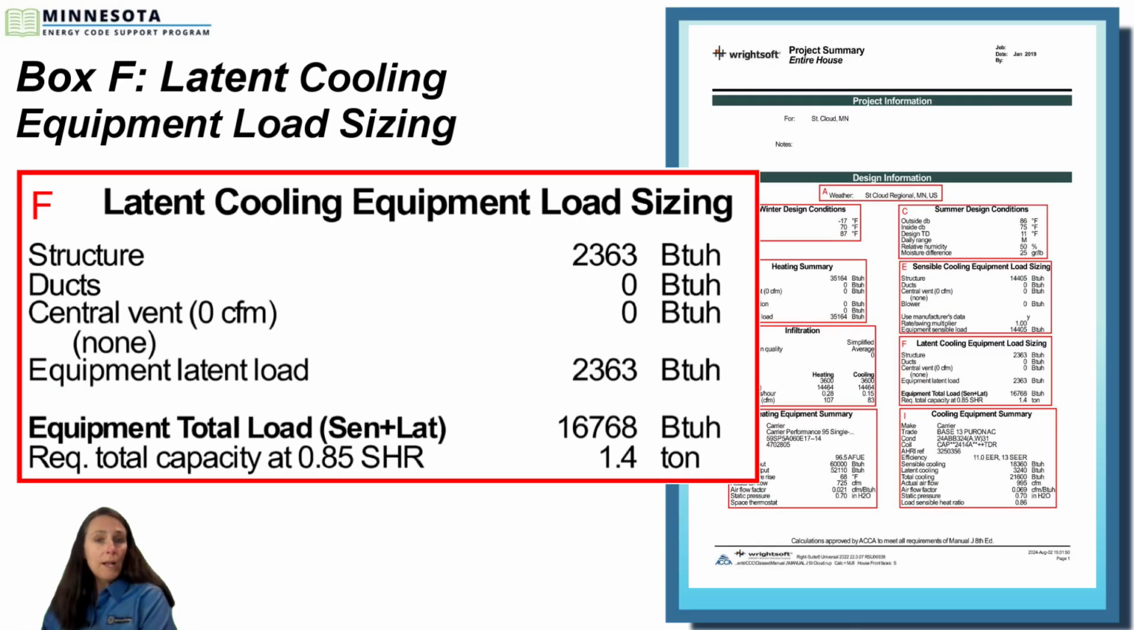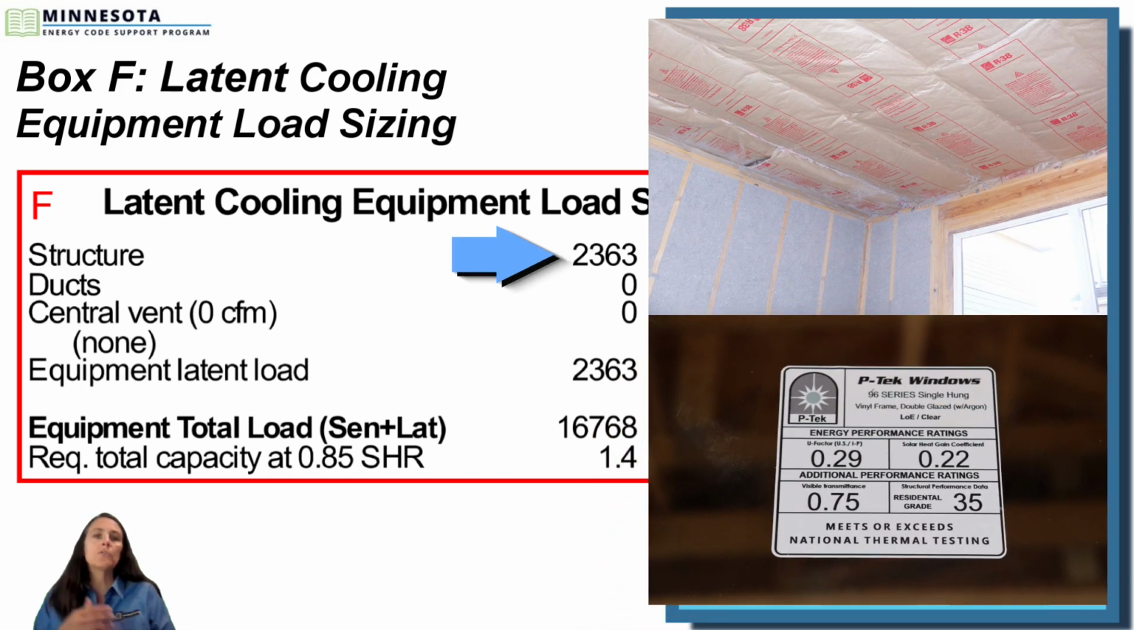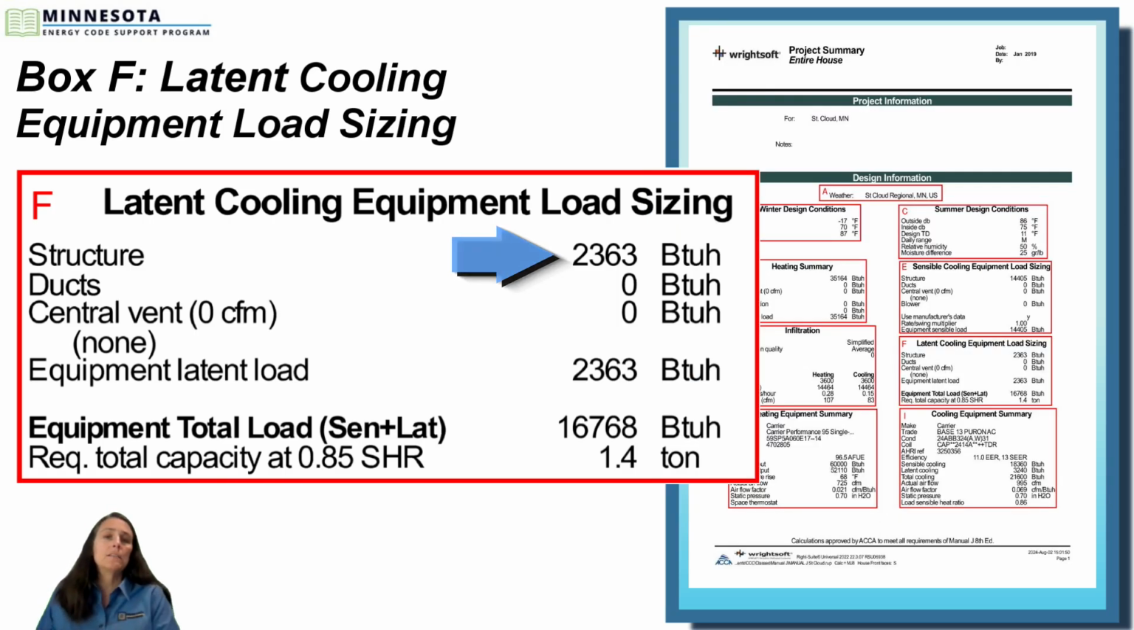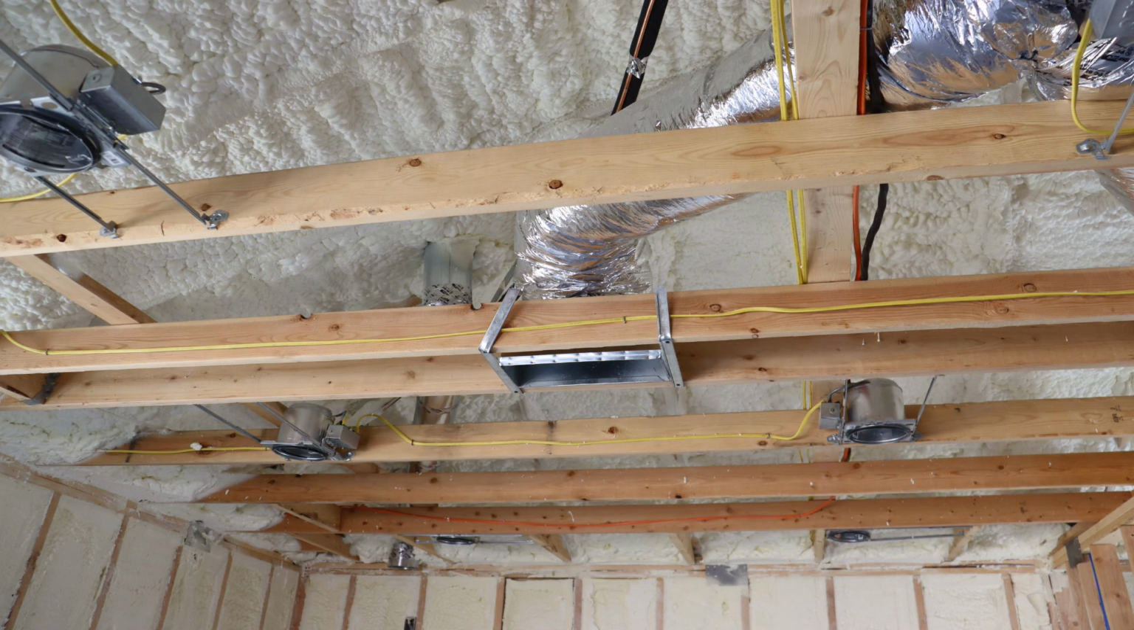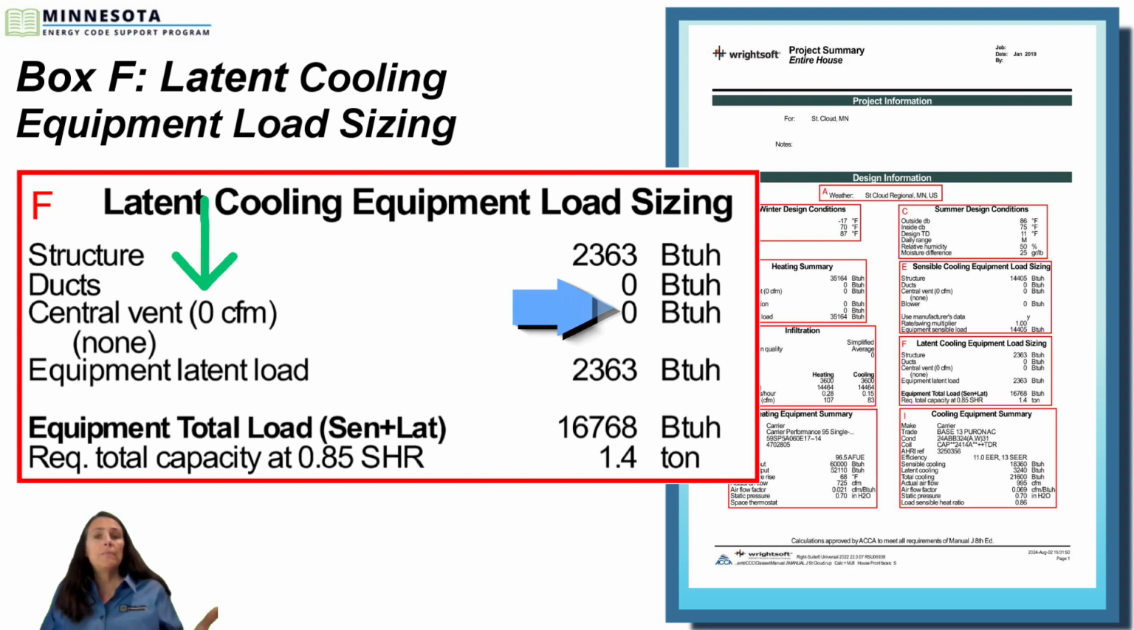So row 1 is the latent heat gain for the building thermal envelope. So this is again where your R value for insulation and the U factor and solar heat gain coefficient of glazing, along with other variables, will have an impact on the loads. Row 2 is for the ductwork. Now this report is showing 0 BTUs, meaning that the ductwork is located within the thermal envelope. Row 3 is for the central vent, very similar to what was found for the heating summary and the sensible cooling equipment load sizing boxes. The same 0 CFM applies here.